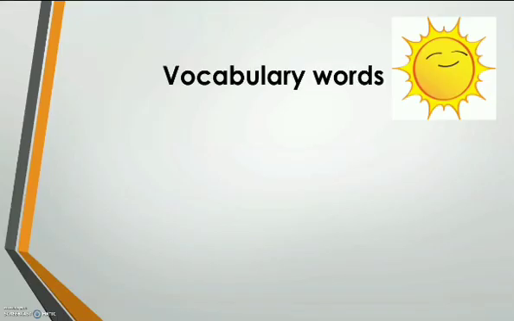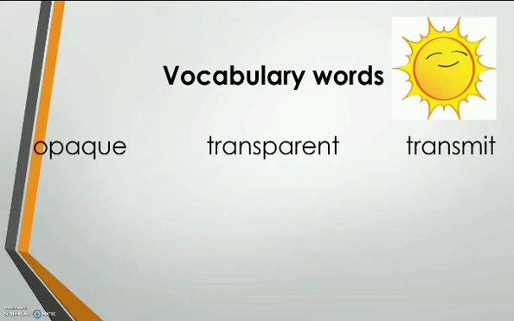Let's start our lesson for today by reading our vocabulary words. Listen carefully as I read each word on our first set of A. Opaque, opaque. Transparent, transparent. Transmit, transmit. Now repeat after me. Opaque, transparent, transmit.